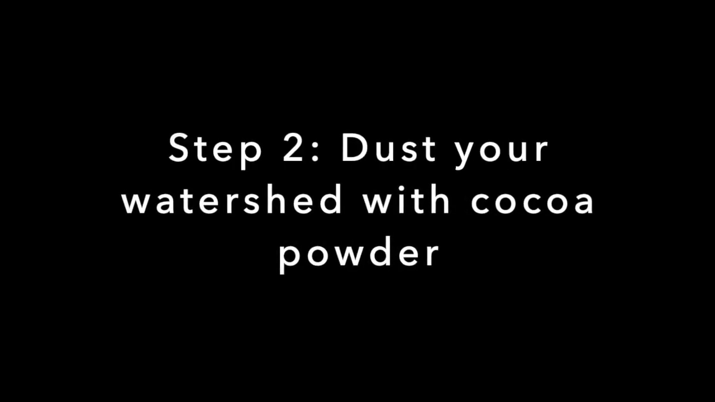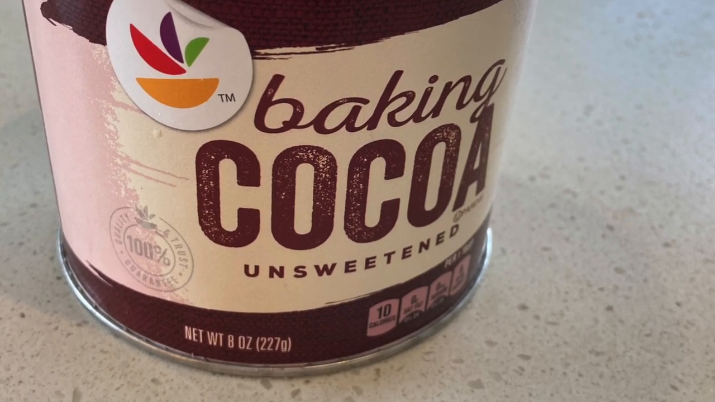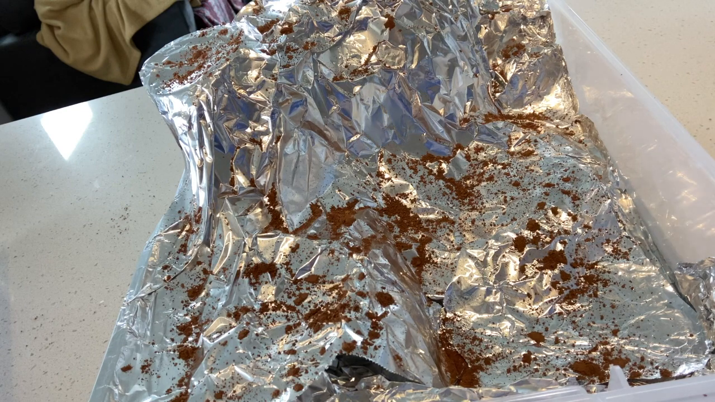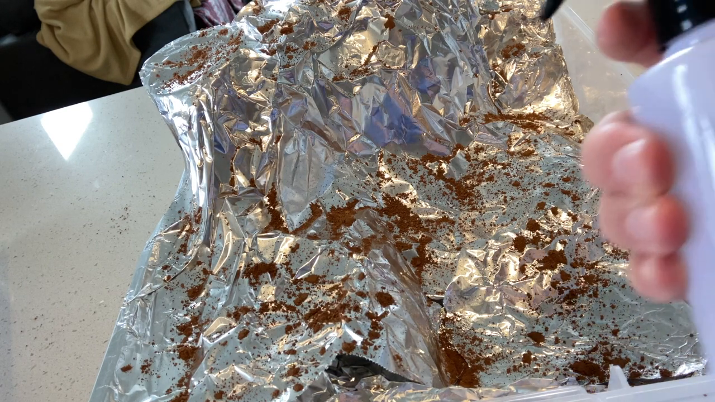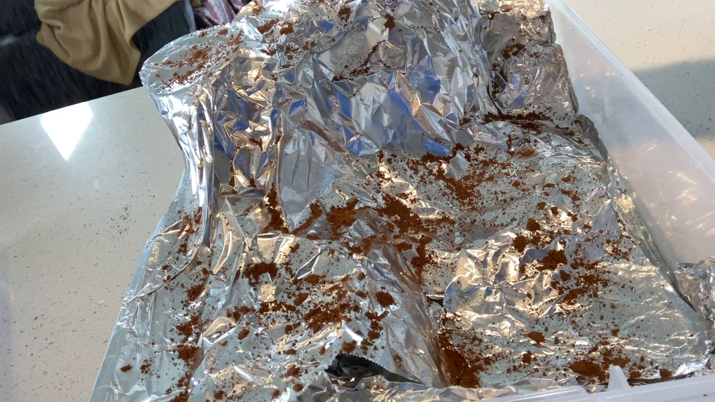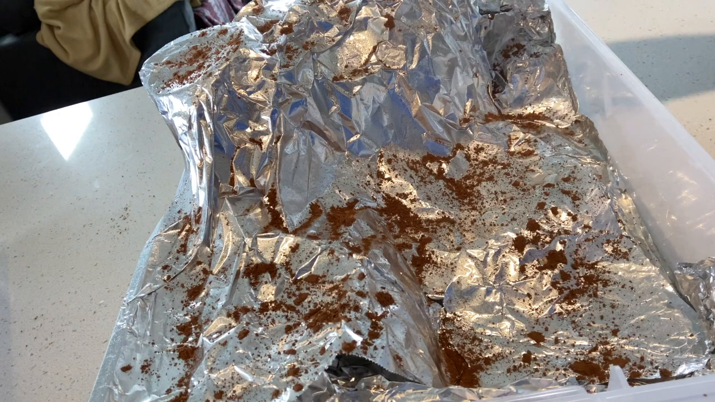Step 2 is to dust your entire watershed with cocoa powder. Remember, the cocoa powder represents dirt and sediment. Then we'll use our spray bottle to represent the rain. Make sure to spray everywhere all over the watershed.